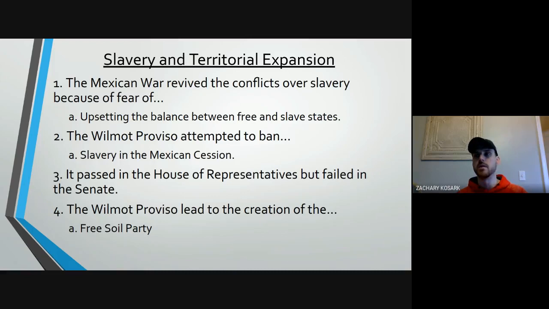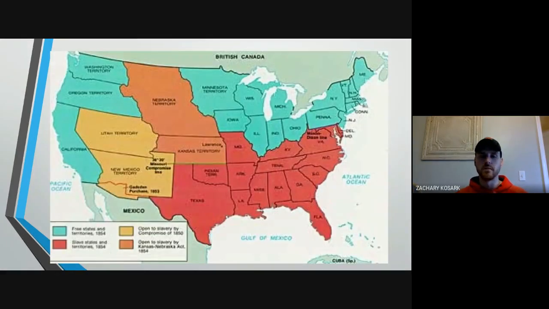The Wilmot Proviso leads to a group of people saying we should not have slavery in this area. So they form a new political party. Like we have the Republicans and the Democrats, we also have another party called the Free Soil Party. This is just kind of a different looking map. It's not very good, so don't look at it.